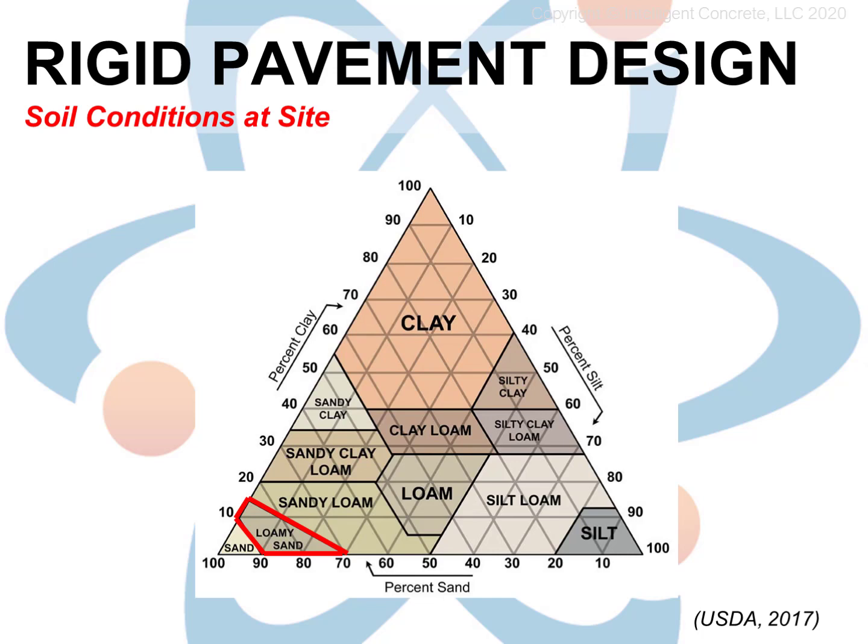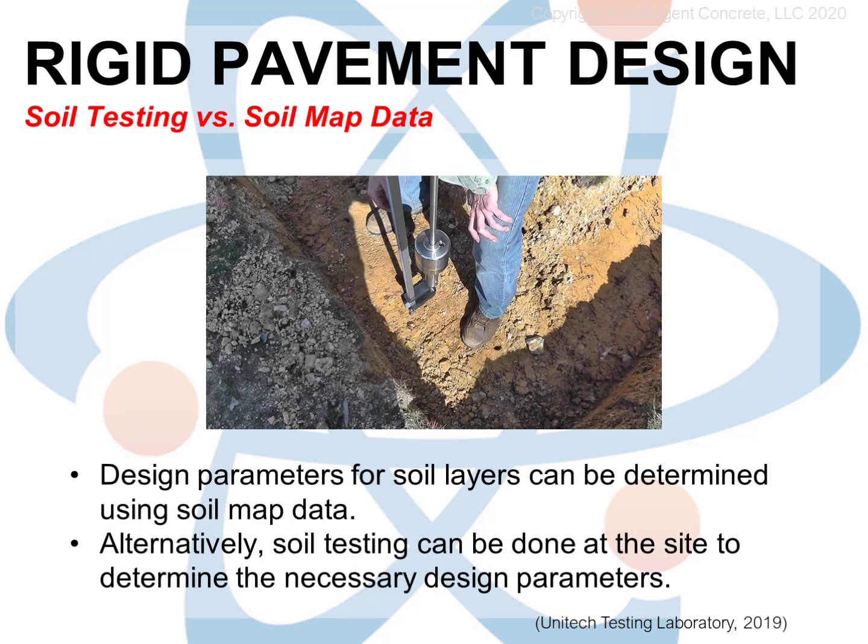Don't spend a lot of time trying to figure out exactly how to use this chart, but there are some very quick tutorials which can be found by looking up USDA Soil Texture Triangle. Design parameters for the soil at the site can also be determined by soil testing conducted for the particular project. This method often provides much more accurate data as soil type can vary greatly from one site to another site, even just a few hundred yards away.